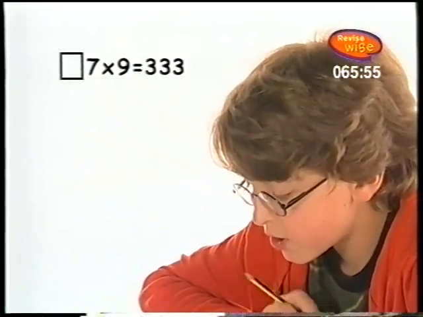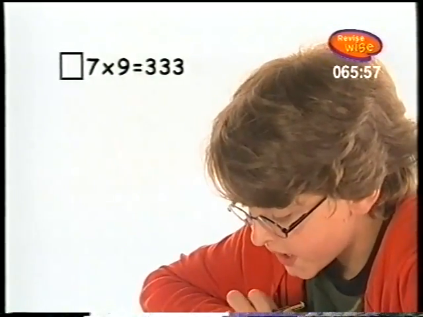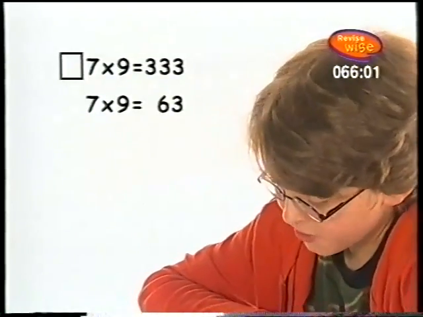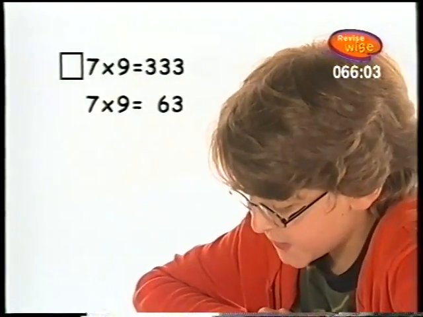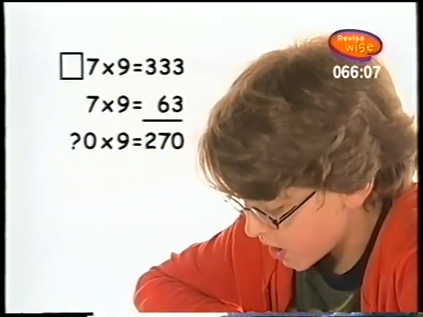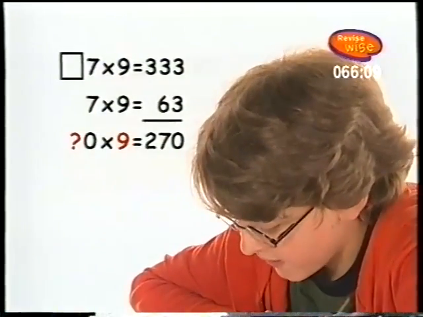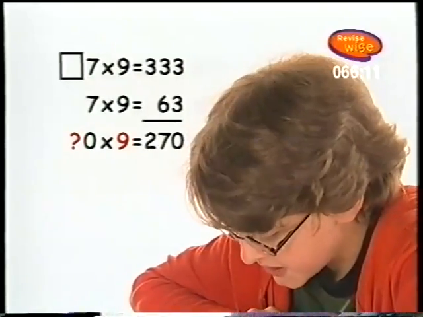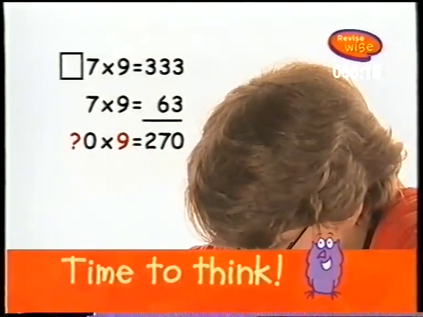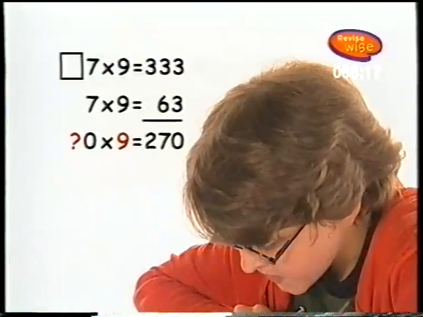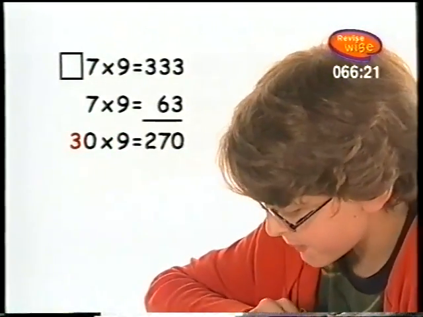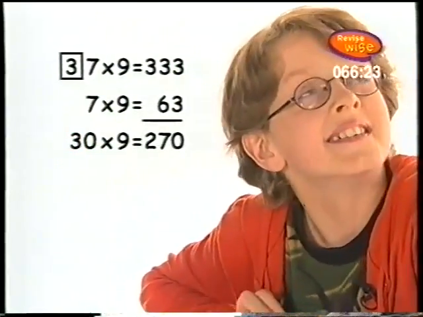OK, so I ignore the missing digit for now and do 7 times 9, which is 63. But that leaves me 270 short of the right answer, so I look for something to multiply by 9 to give 270. Thirty times 9 is 270, so the missing digit is 3. So write it in the box.